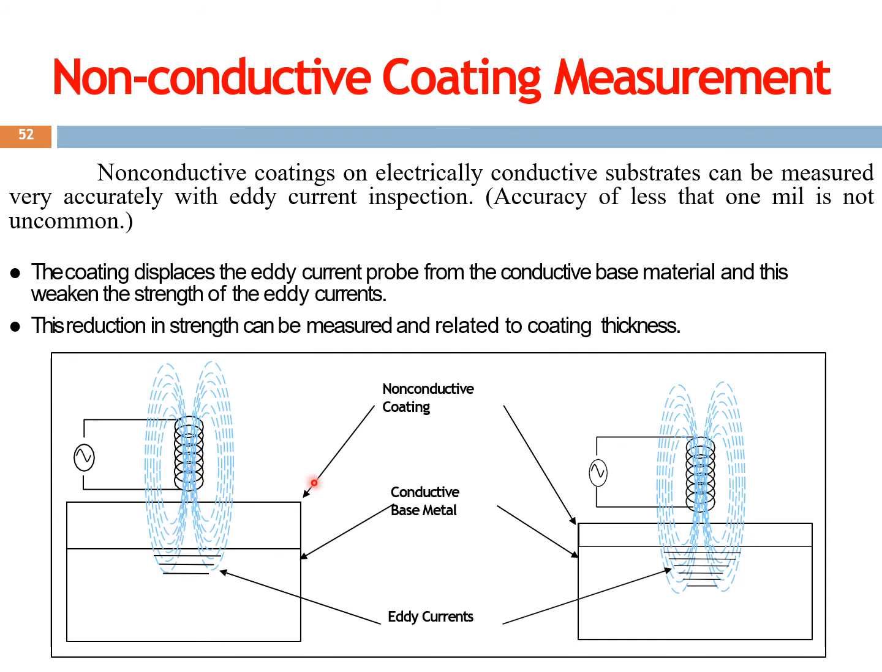So when you have a non-conductive material present here, the eddy current probe that we are using is again displaced from the surface, and when it is displaced from the surface in the upward direction, the strength of the eddy currents is reducing, right? As mentioned before, the strength or the variation in the magnitude of the eddy currents can be found out, and this can be empirically related to the coating thickness. That is, coating thickness will be a function of the change in strength of the eddy current. So we can find the change in the strength of the eddy current, and then we can easily find the coating thickness that we are using.